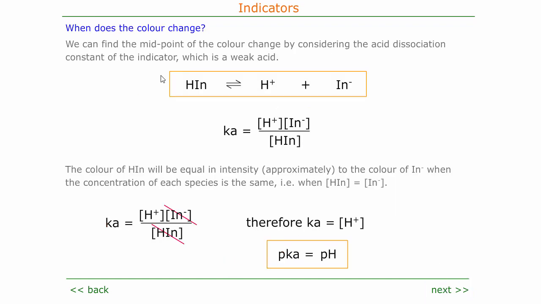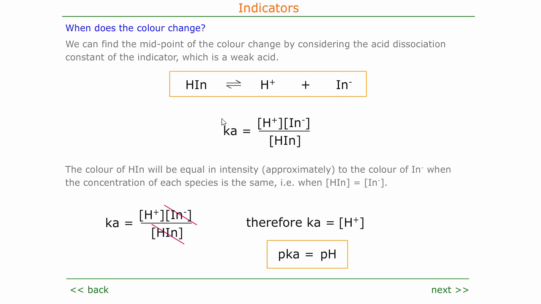So when does the colour change? Well, obviously this is an interesting point to us because when we deal with indicators, we always look for the colour change. Well, if the left-hand side, HIn, has got a colour, and the right-hand side, In minus, has got a colour, well, logically, the midpoint will be when we've got an equal amount of both of these colours. So in other words, the concentration of HIn is equal to the concentration of In minus.